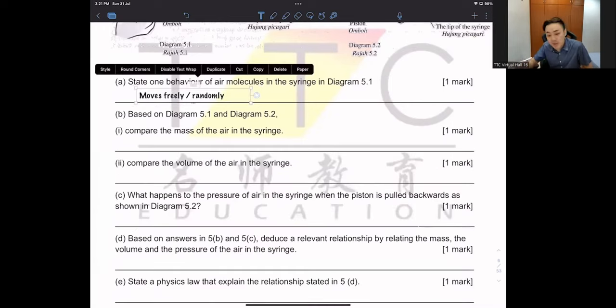Then what happens next? They collide with each other. They collide with the wall of the container, and then they form pressure. Yes, you can say collide with each other, nothing wrong. You can say that as well. Either move freely or collide with each other.